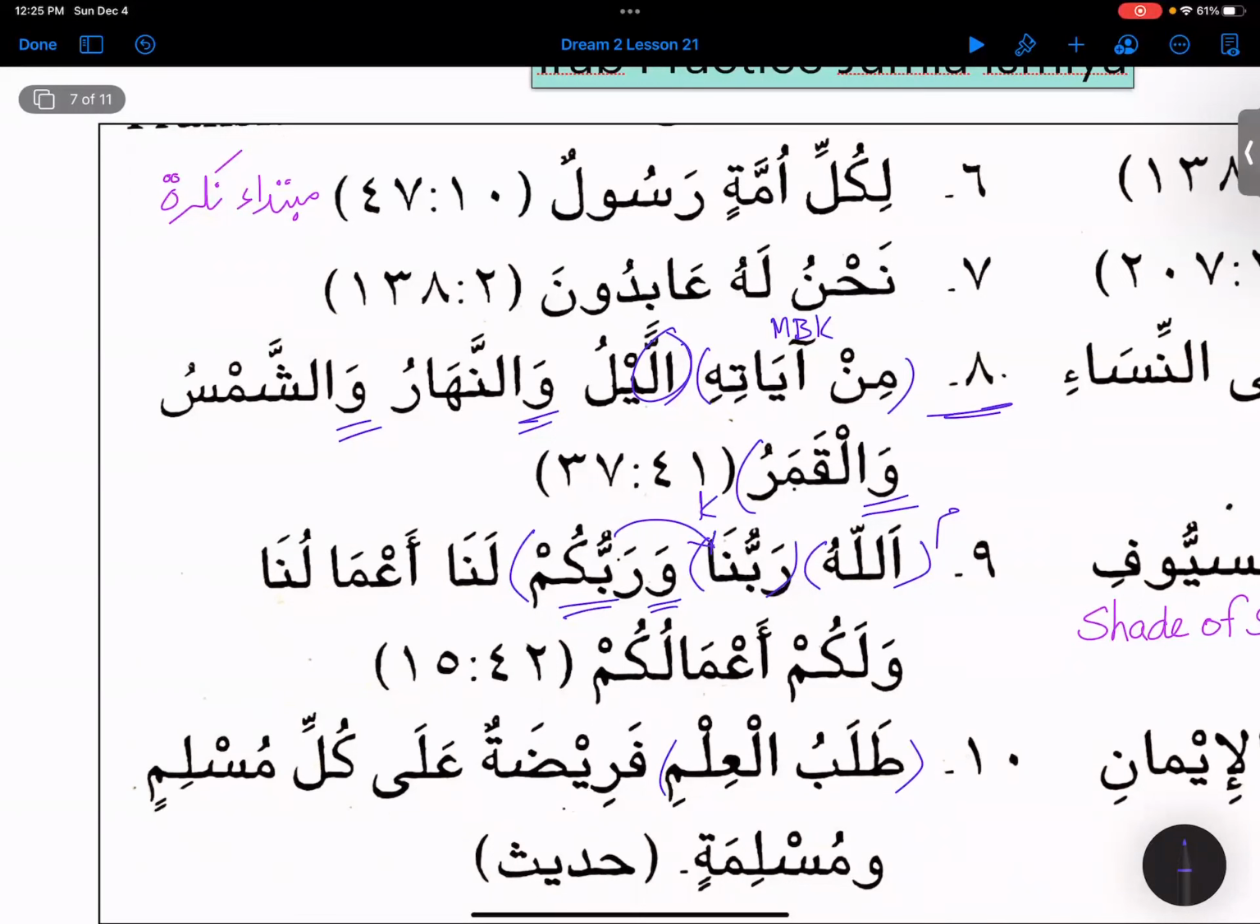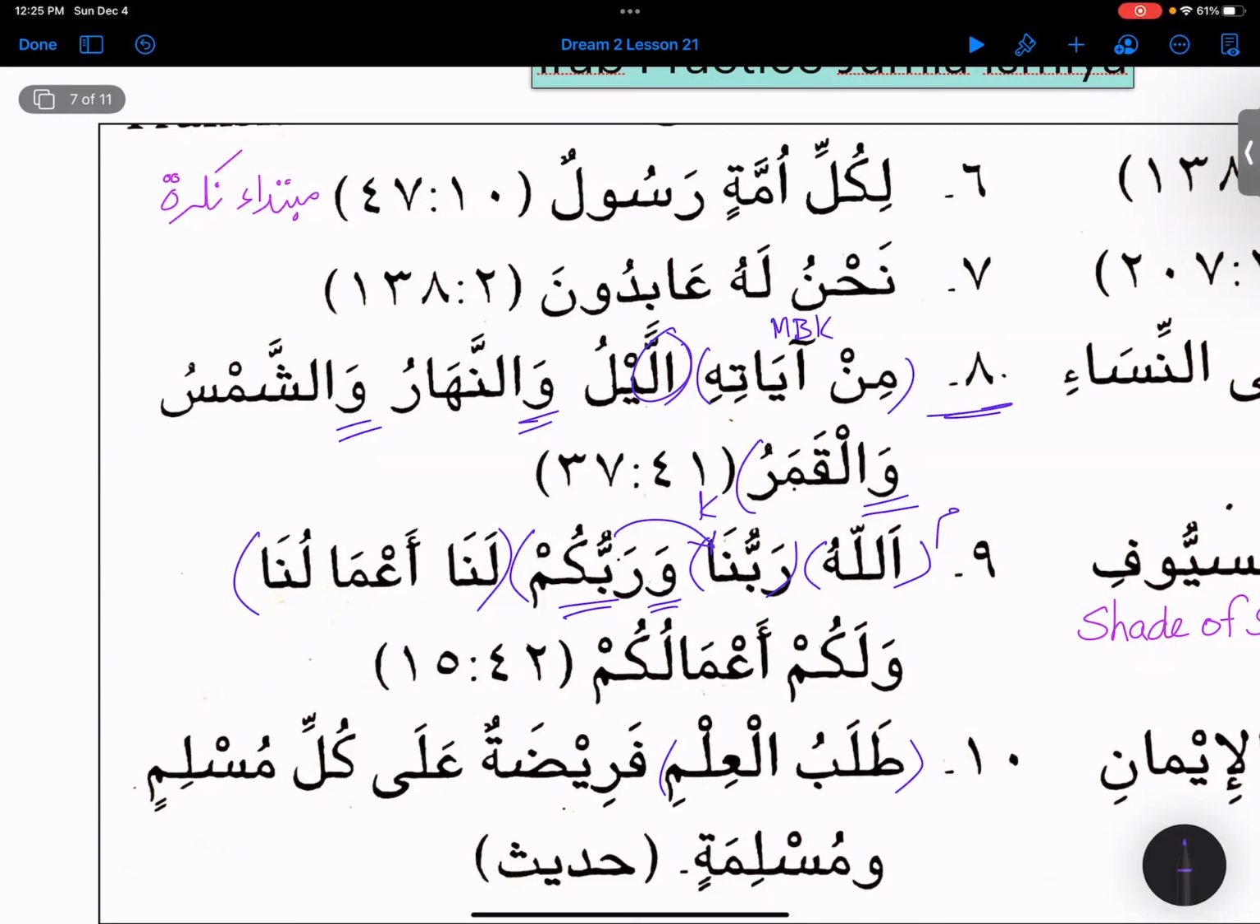How are we going to translate? Allah is our Lord and your Lord. Okay. Now, lana, this is a new sentence starting over here. Lana, for us, amaluna, our deeds, wa lakum amalukum, and for you are your deeds. For us are our deeds, and for you are your deeds.